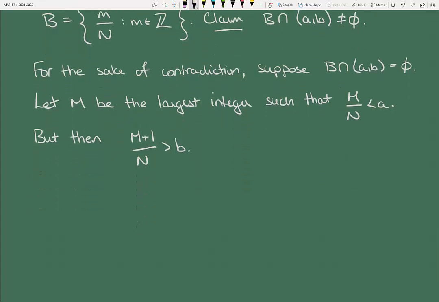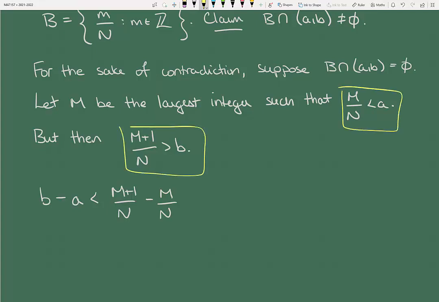The way that we're going to write this out is: b minus a is actually less than m plus 1 over n minus m over n, where I've used these inequalities here. And then they already have a common denominator, so if I put them together and simplify, that's going to give me 1 over n. But at the very beginning of the proof, we chose 1 over n to be less than b minus a. And if we ignore everything in between, we've now shown that b minus a is less than b minus a, and that's obviously false because 7 can't be less than 7. So this is a contradiction.